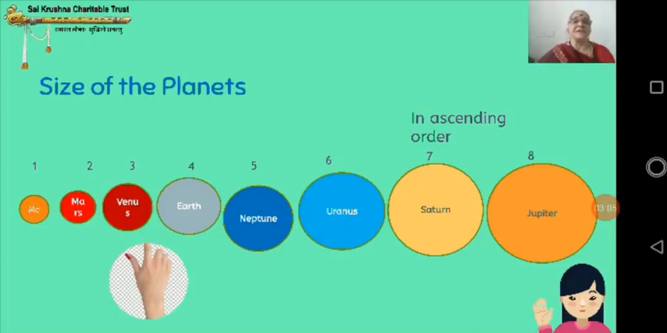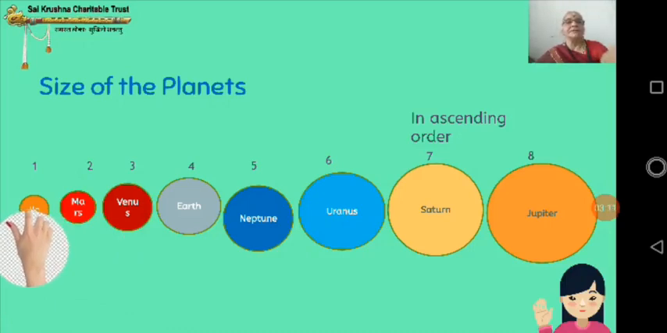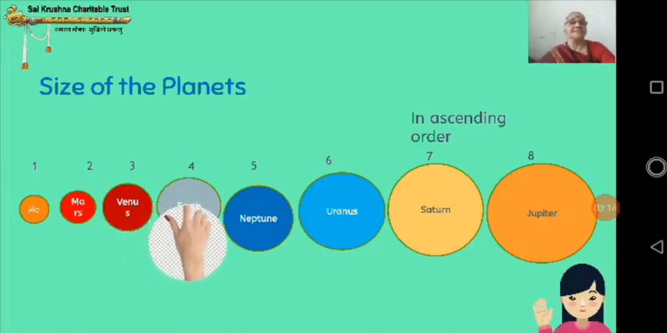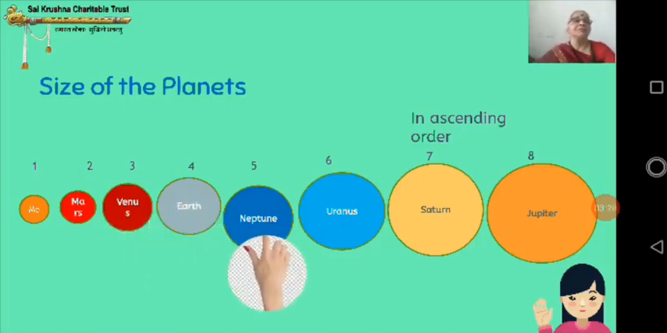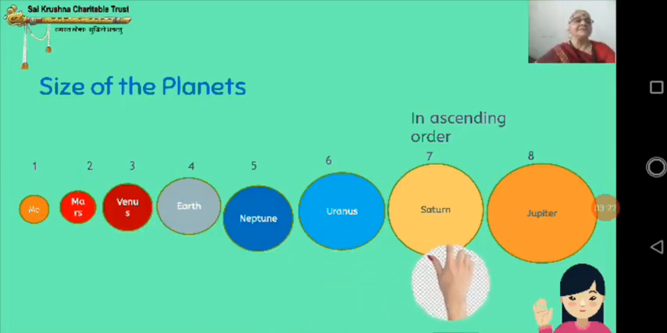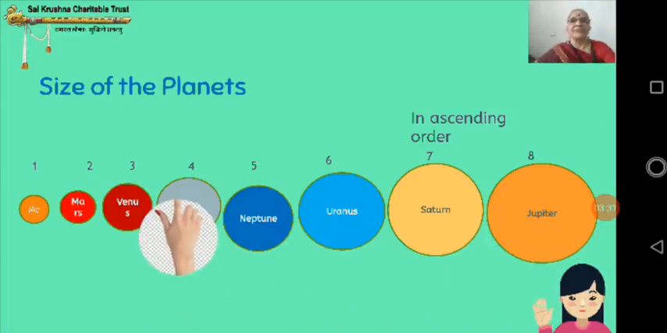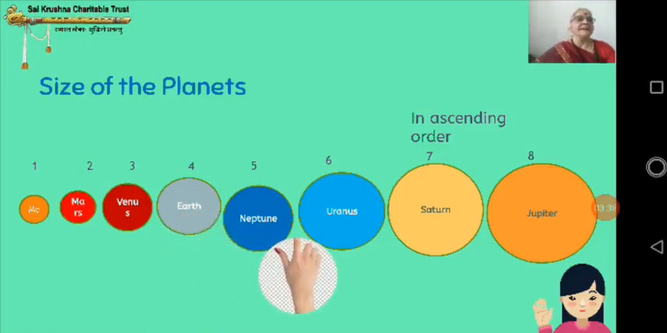Next, you can see the size of the planets also. Mercury is the smallest. Next is Mars. Venus is bigger to it. Earth is next. Next comes Neptune. Then you have Uranus, Saturn and Jupiter. So this is in ascending order. If you see in descending order, our planet is the 5th largest planet in the solar system. Is that clear? Next.